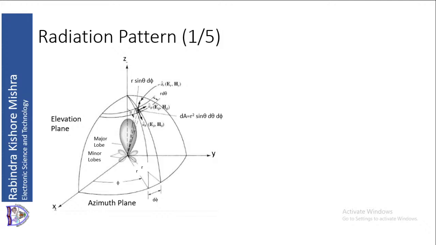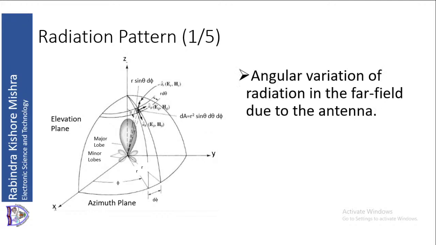The angle from the z-axis towards the xy plane is theta. The angle from the x-axis towards the y-axis is called phi. The xy plane is called the azimuth plane. The plane perpendicular to the azimuth plane is called the elevation plane.